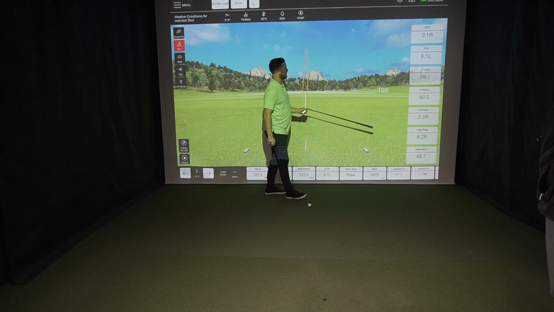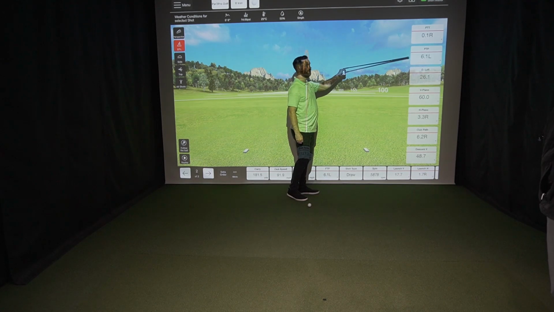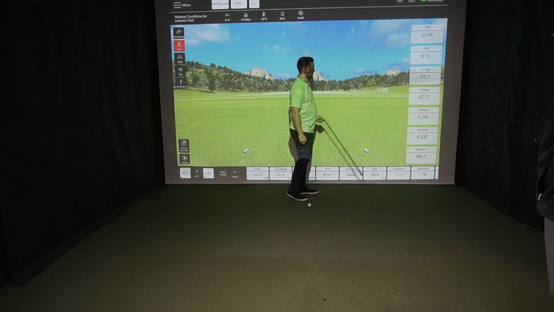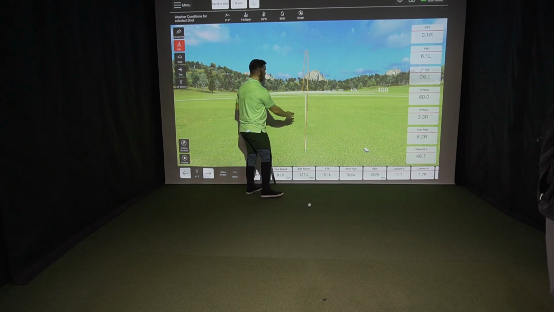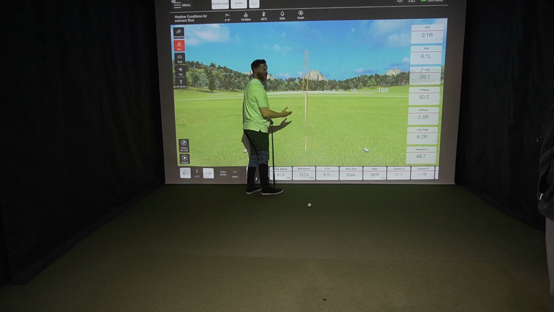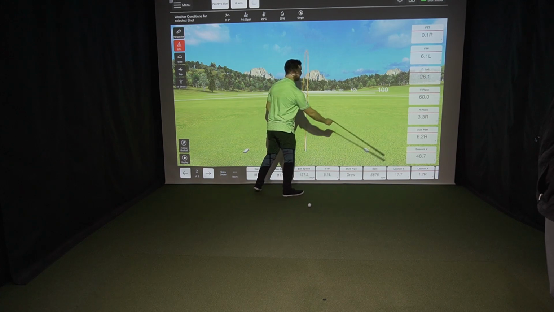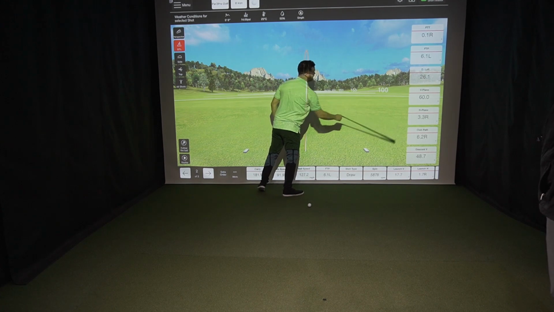So that's happening because my face to path is so far left. My face is shut at impact. And the ball actually started a little right. Yep. That's where the push draw comes from. That's more related to the club path.